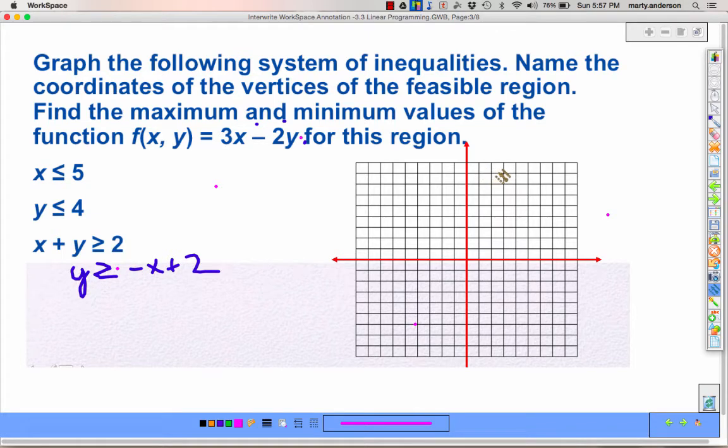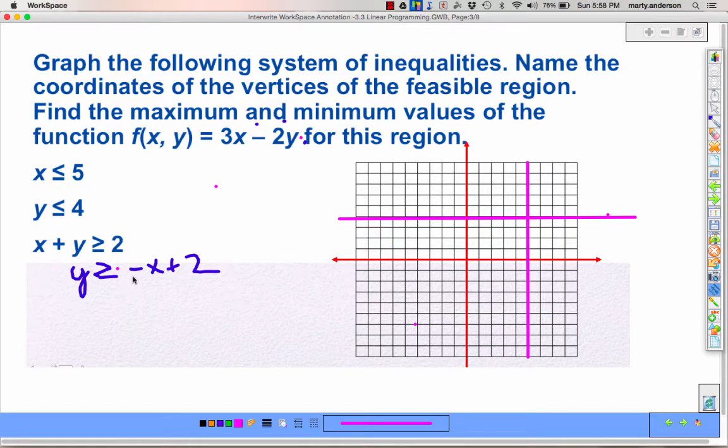to 5. 1, 2, 3, 4, 5. I think it's right about there. Whoops, did I miss it a little bit? Let me try that again and see if I can do any better. 1, 2, 3, 4, 5. Aha! Very nice. Y is less than or equal to positive 4. 1, 2, 3, 4. Horizontal line. Let's go with it. Close enough.